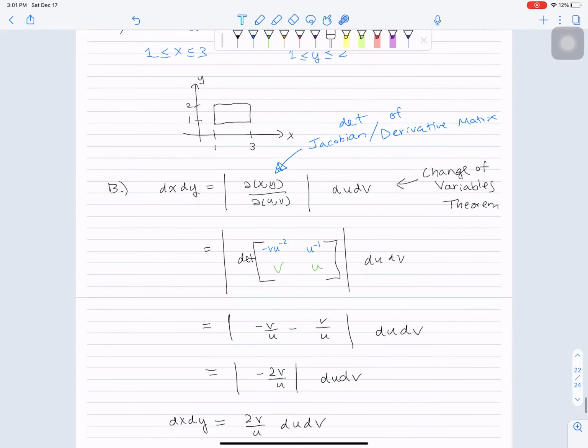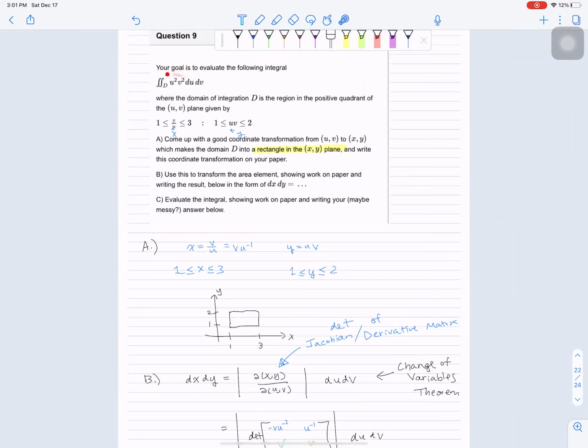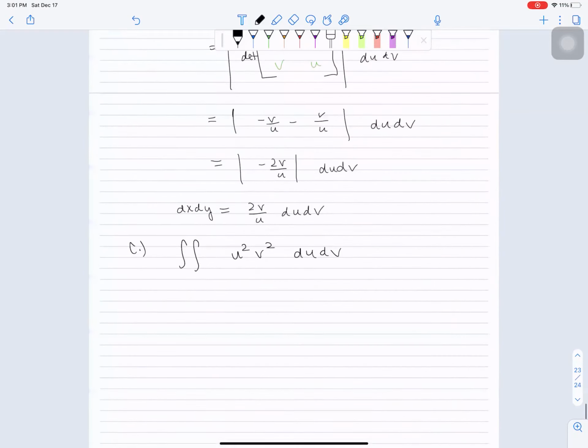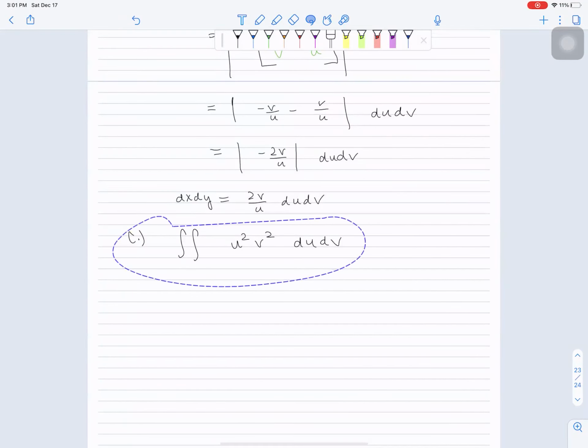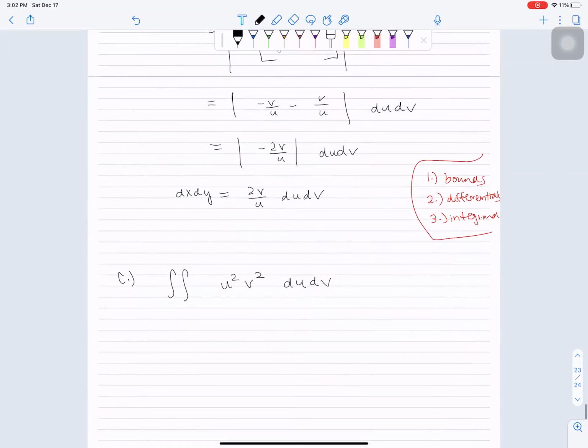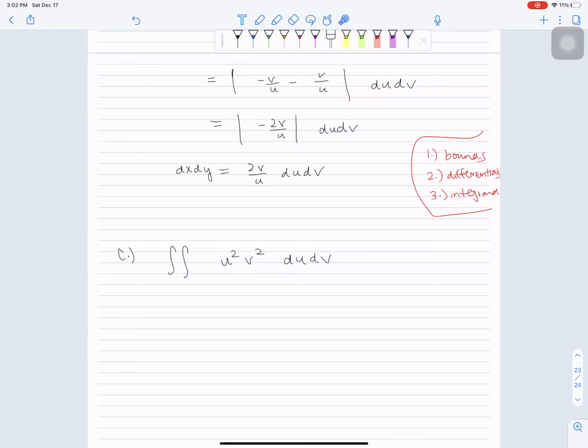Part C, evaluate the integral. What is the integral? We're doing the integral of u squared v squared. Okay, double integral of u squared v squared du dv. That's what they are asking us to find. But we want to transform this into a dx dy question. So let's see, what are the things we need to change, right? We always need to change bounds, differentials, and integrands. Okay. Let's look at the bounds.